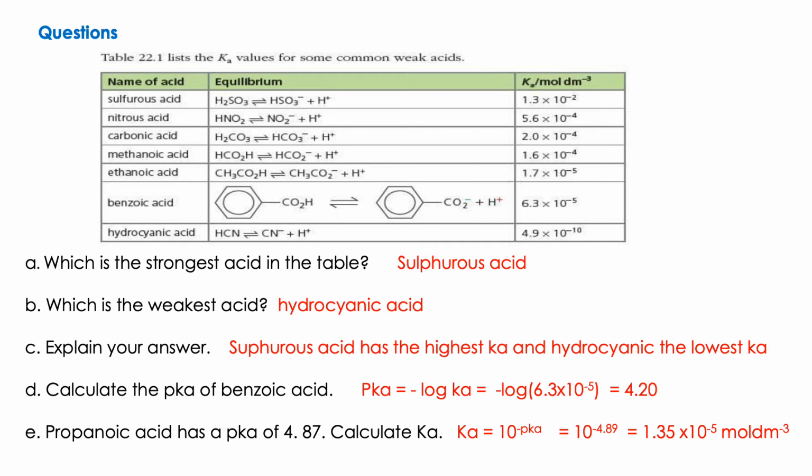Next question. Propanoic acid has a pKa of 4.87. Calculate Ka. We know the formula is Ka is equal to 10 to the power minus pKa. So, substituting the value of pKa in the expression, we get 1.35 times 10 to the power minus 5 moles per decimeter cube. You need to know pKa has no units, whereas Ka has a unit, moles per decimeter cube.